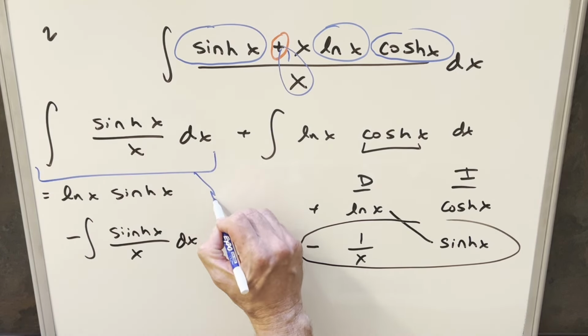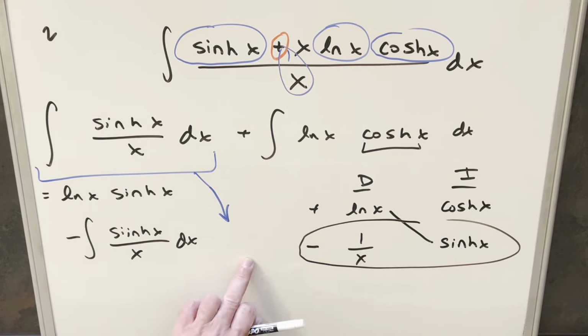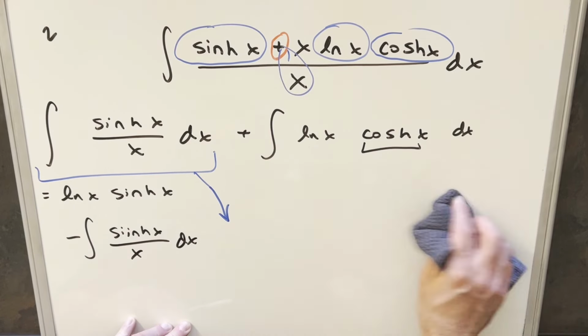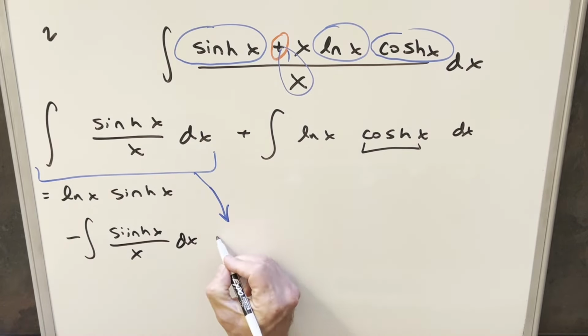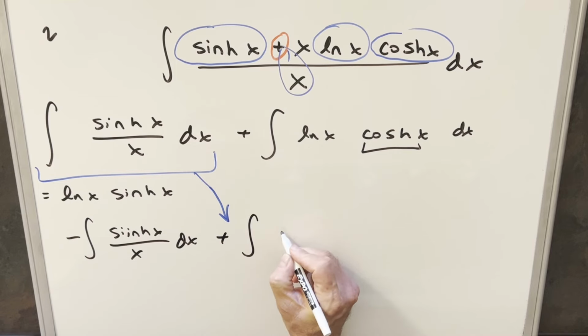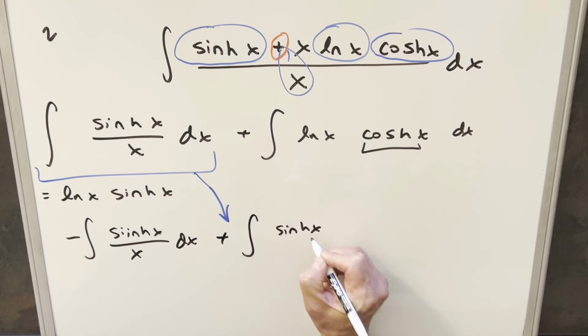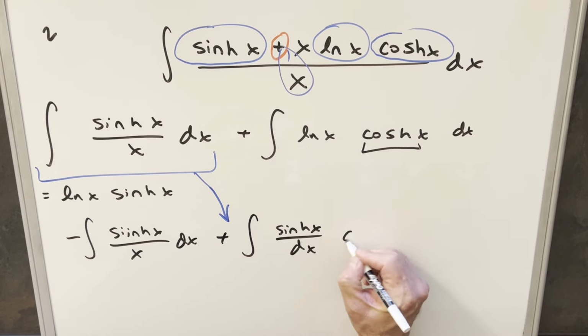But then remember, we haven't dealt with this part yet. So let's take this and bring this down here. We'll make a little space so we can see everything that's happening. So here, we're going to add this integral of sinh x over x dx.